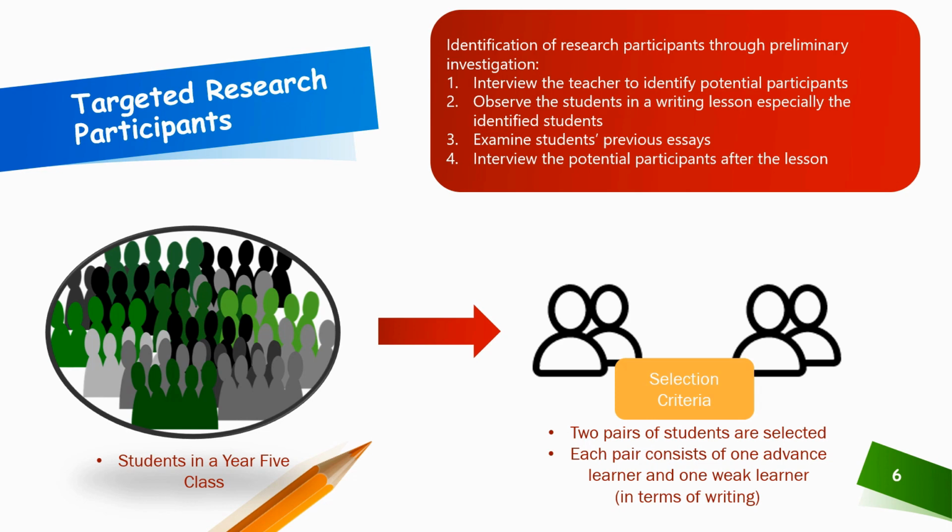From a Year 5 class, I will select only 4 students, or 2 pairs of students, for this research. Each pair consists of 1 advanced learner and 1 weak learner, so that the advanced student can guide the weaker one in this collaborative writing.